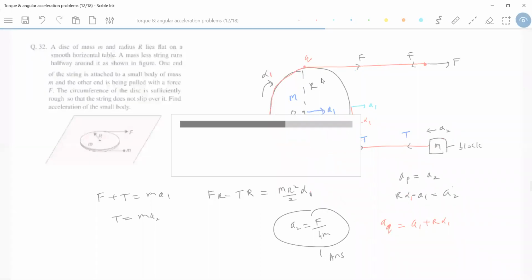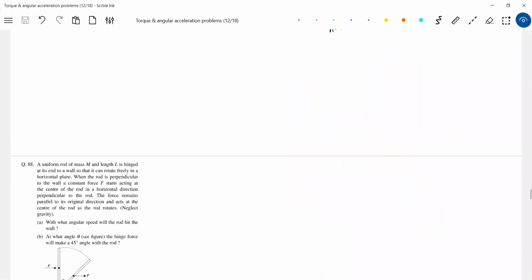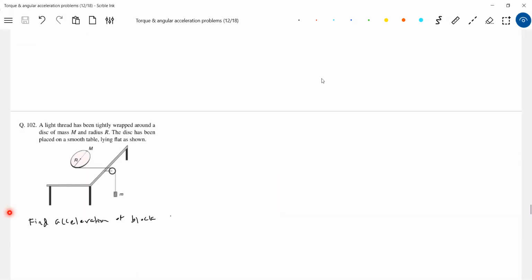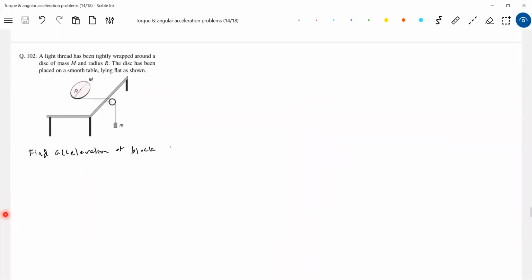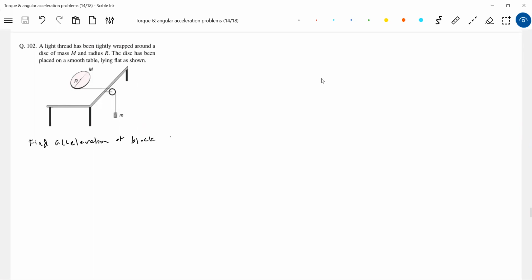Okay, now similarly one more. See, all these are small ideas. Because in books, development just focused on fixed pulleys, so I'm bringing a sketch where the pulley is also mobile. A light thread has been tightly wrapped around a disc of mass m and radius r. The disc has been placed on a smooth table lying flat as shown. This is a disc, and I think it is a similar idea to what I just discussed. And this is a block.